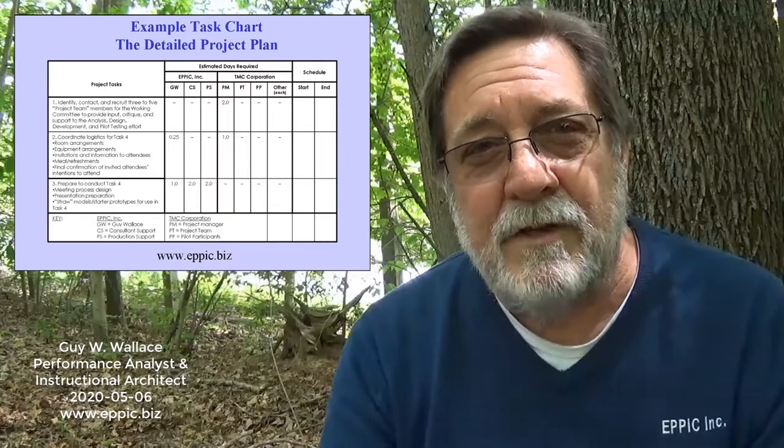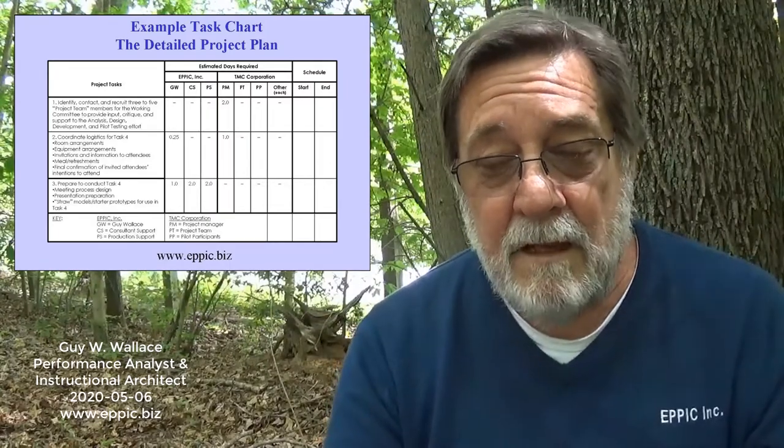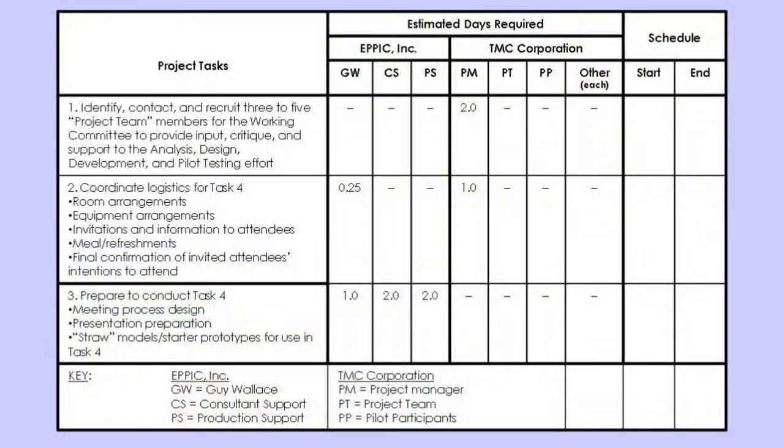And the format for this is very different, as you'll see. On the left-hand side, we identify all the project tasks, and of course, this is all organized within the number of phases of the particular project. So here are the tasks for phase one, and then for phase two, here are those tasks.